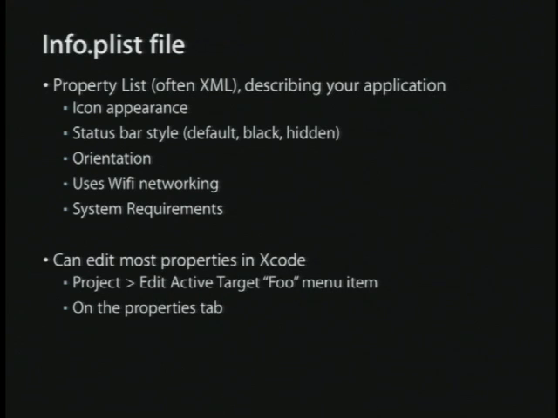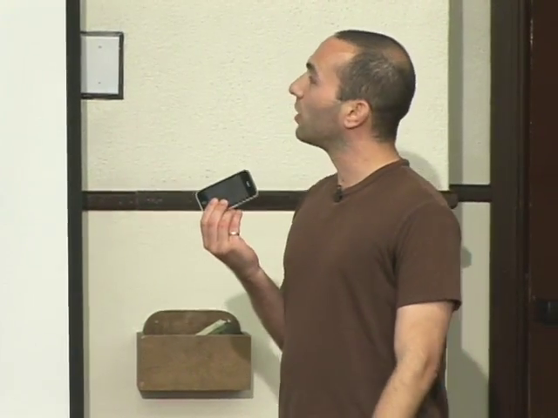You can define the status bar style. So you may have seen some applications have a gray status bar. Some of them have a black status bar. By setting a key in the info plist file, that will get configured for you properly when you launch the application. The orientation, so if you have an application that only runs in portrait mode, which means only in this orientation, you can specify that. If it only runs in landscape, you can specify that as well.